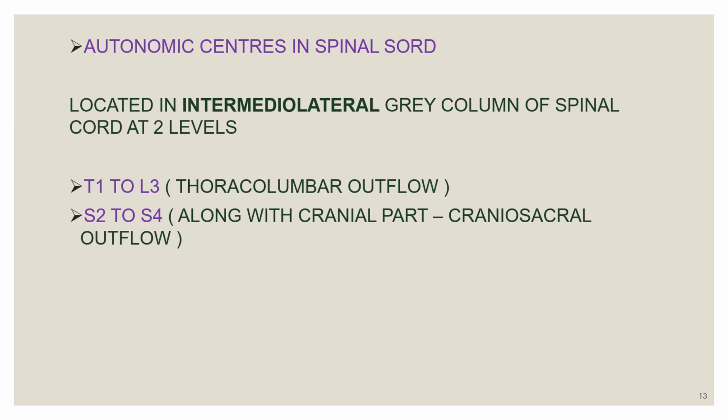Now coming to the autonomic centers in the spinal cord. These centers are located in the intermediolateral gray column of the spinal cord at two levels. That is, for sympathetic, the thoracolumbar outflow from T1 to L3, and for the parasympathetic, along with the cranial part, we have S2 to S4, that is called craniosacral outflow.